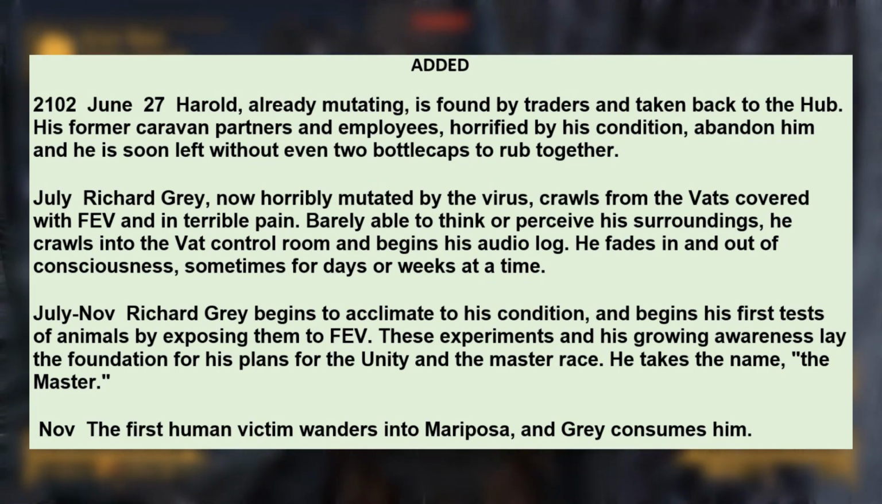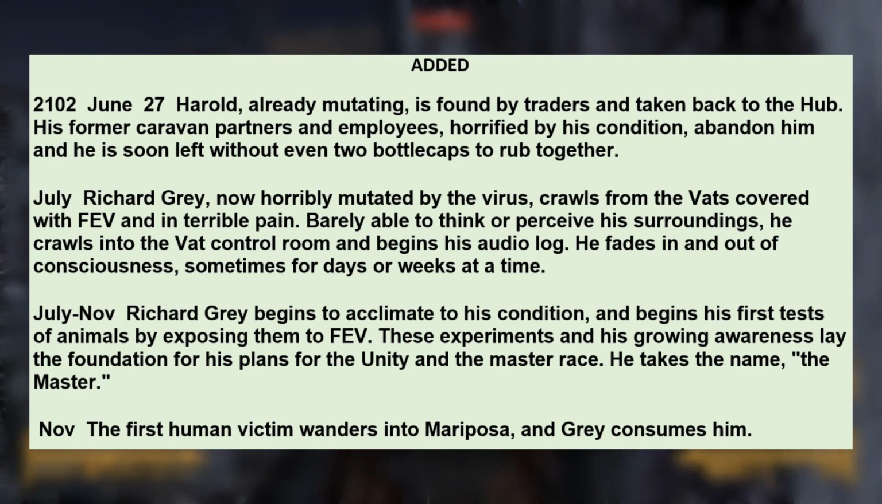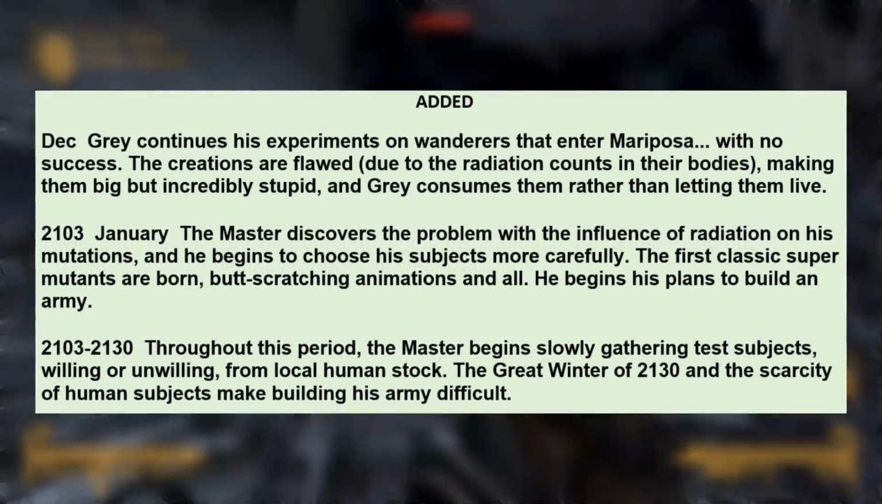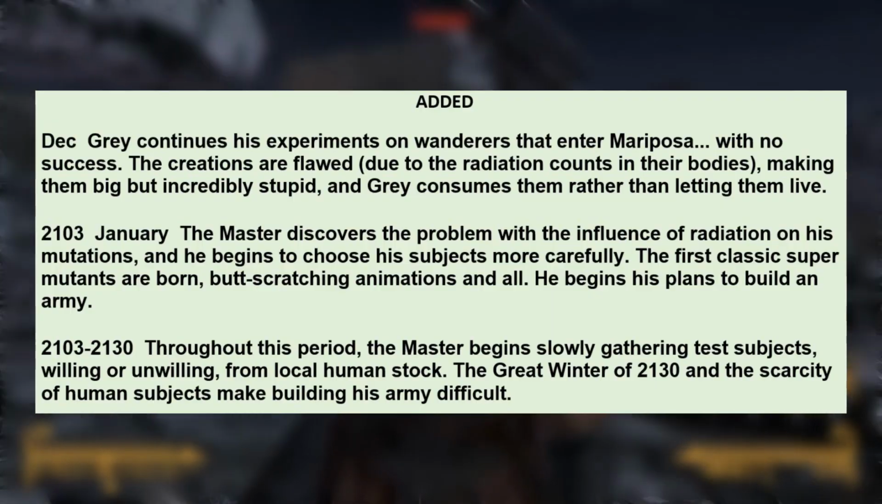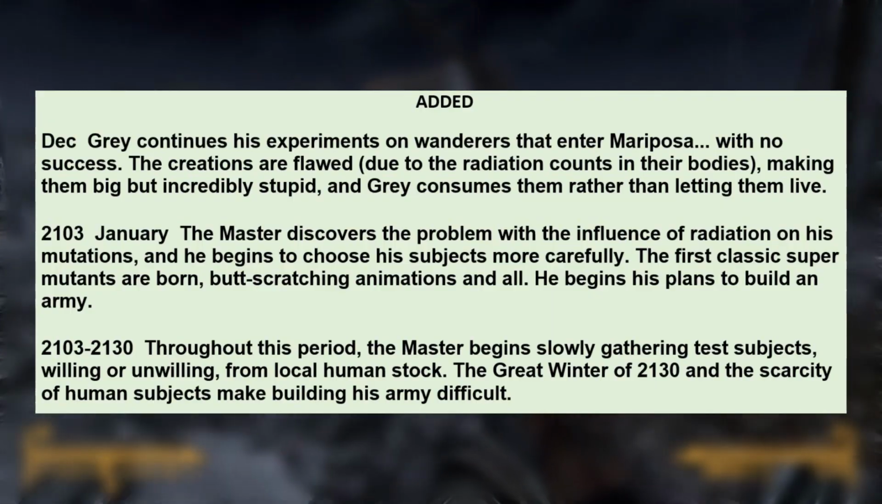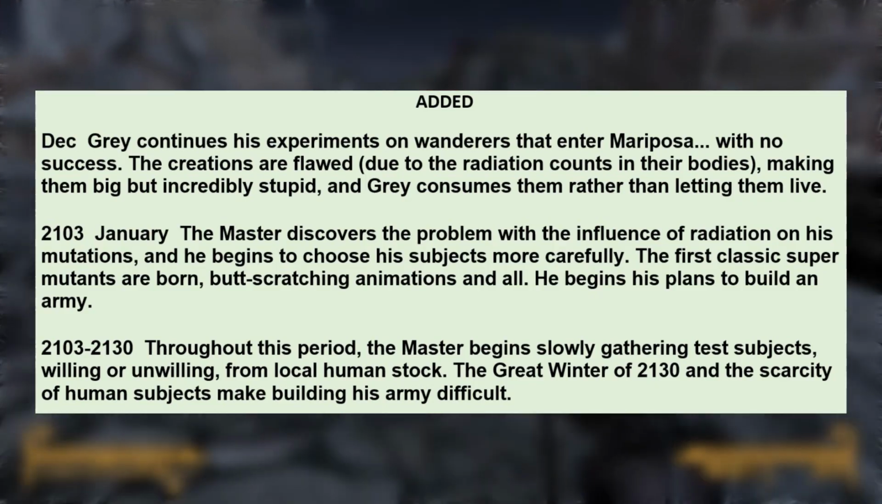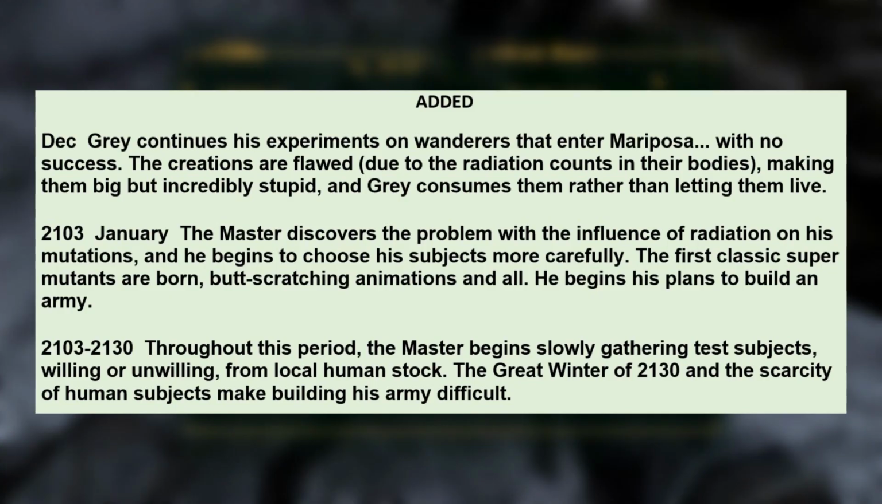November, the first human victim wanders into Mariposa, and Gray consumes him. December, Gray continues his experiments on wanderers that enter Mariposa, with no success. The creations are flawed due to the radiation counts in their bodies, making them big but incredibly stupid, and Gray consumes them rather than letting them live.